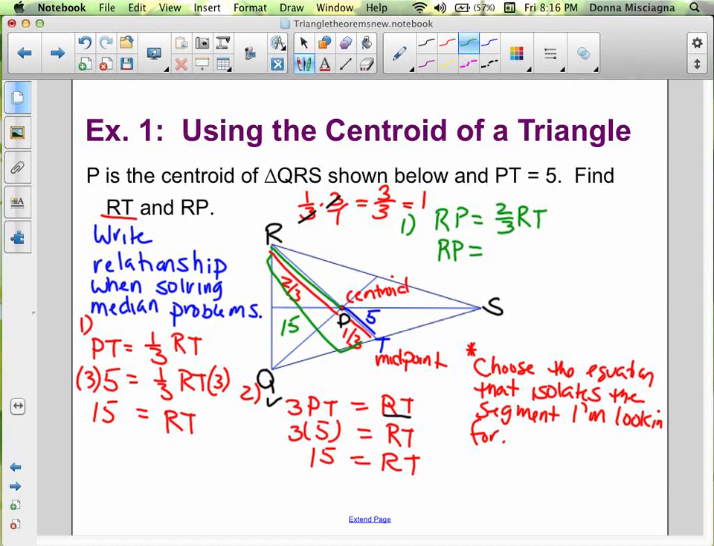I tend to set it up on this particular problem one of two ways. If I didn't know what PT was, I'd solve it this way, the method I'm solving. So that's method number one. So RP is, maybe I didn't know what PT was. I just knew what RT was. So RP is 2/3 of RT, and I know that RT is 15.